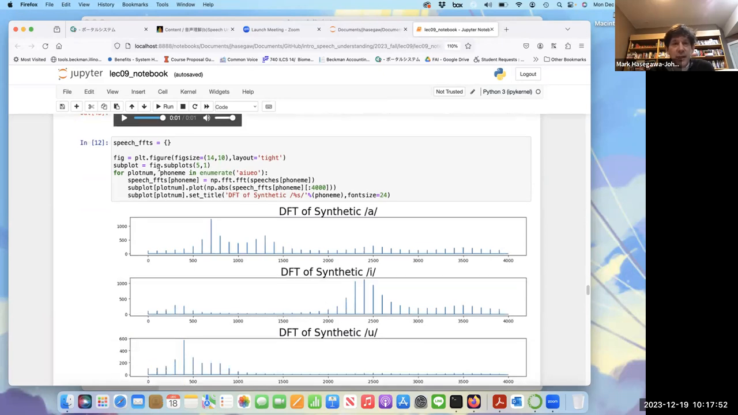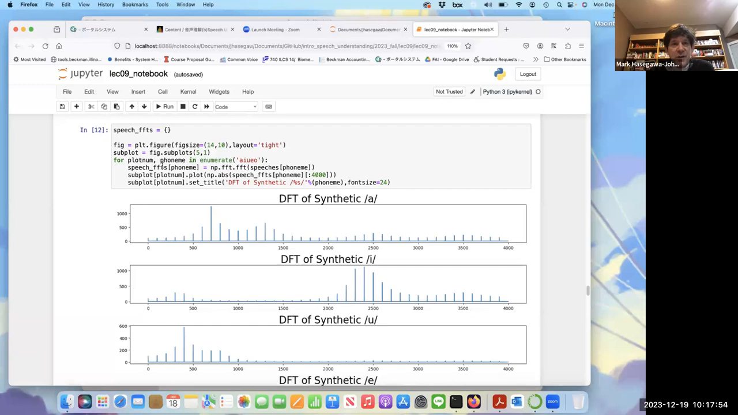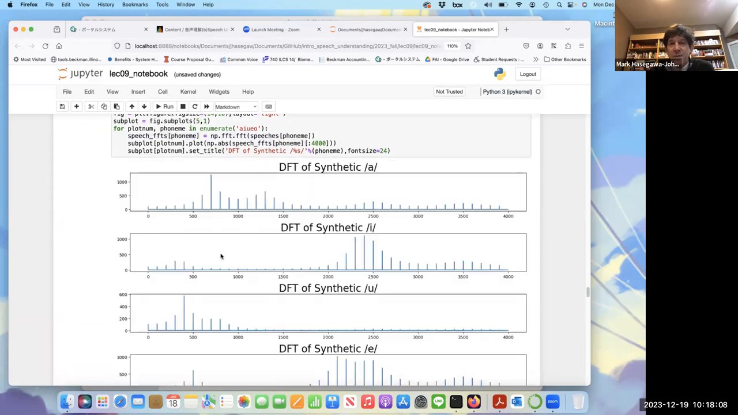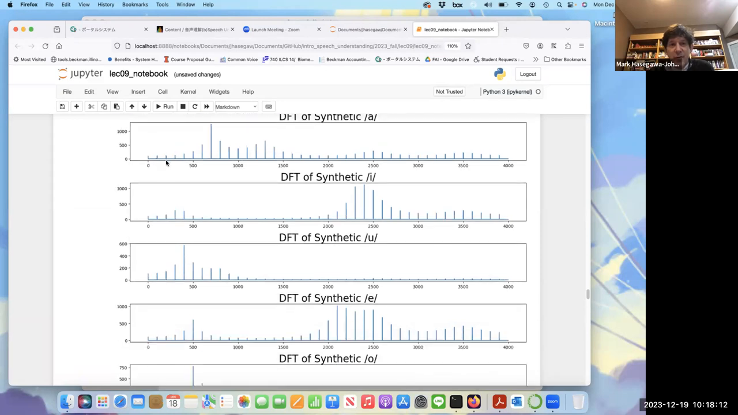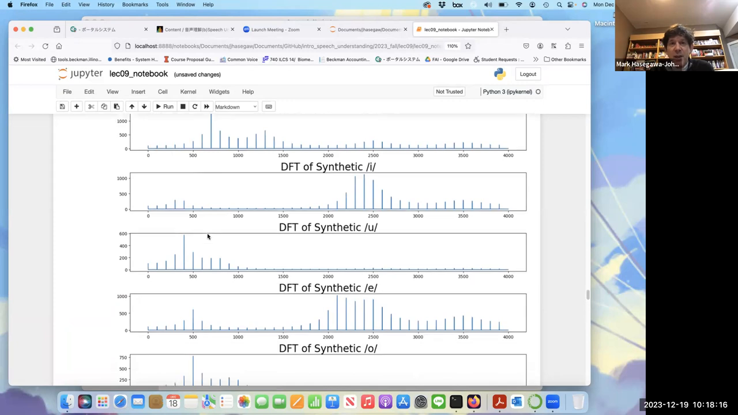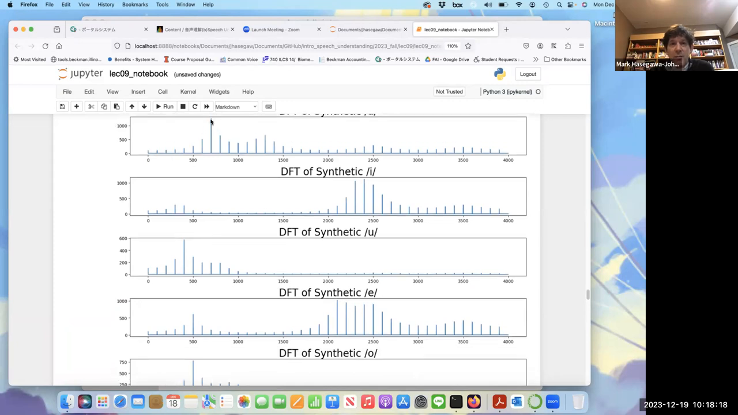And then the main point that I want to make in this section is to show you that if we create an FFT of that phoneme by taking the FFT of the corresponding speech, and then plot the absolute value of that FFT, we'll see that all five of them have the same harmonics, right? All five of them have a peak every 100 hertz: 100, 200, 300, 400, 500. The main differences between them are the scaling of those peaks.